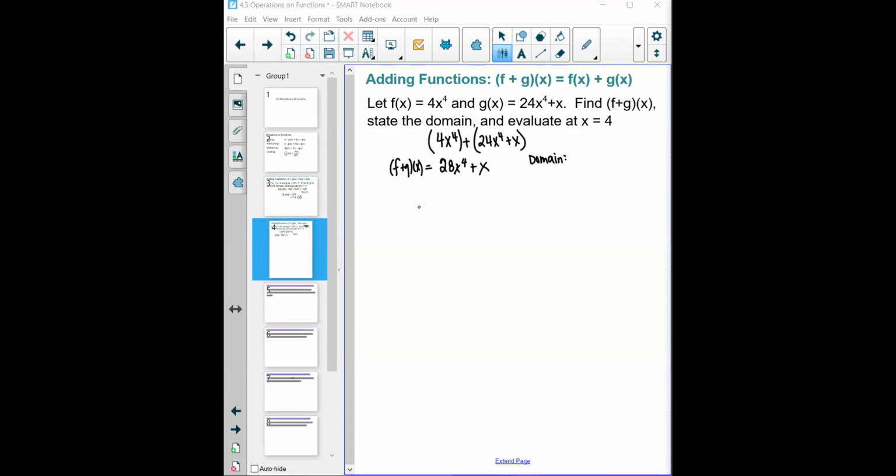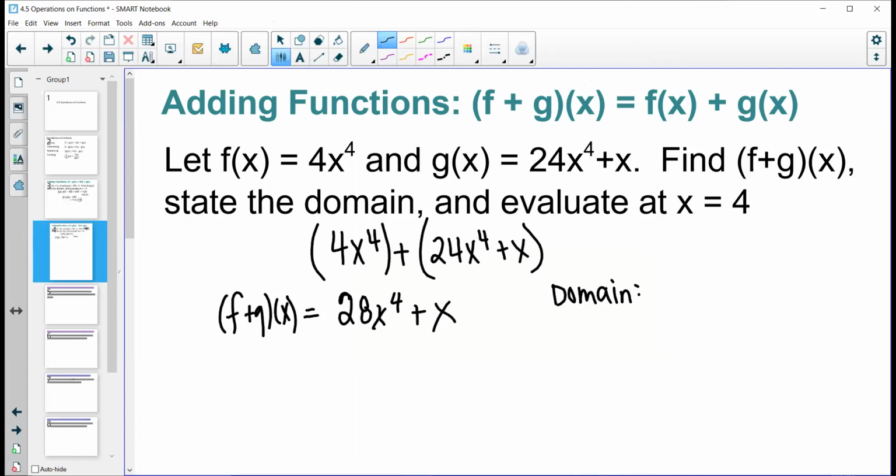So we've got 28x to the 4th plus x. And that is going to look like this. Notice how our domain is actually going to be all the real numbers, but our range is what changes here. So let's go ahead and open this all the way back out. And our domain here is all the real numbers.